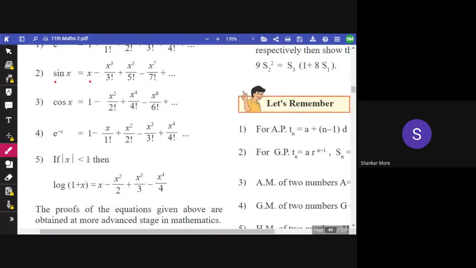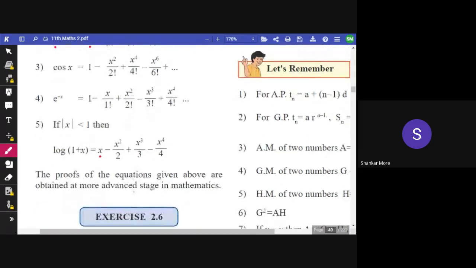Now if mod of x is less than 1, then log of 1 plus x can be represented as x minus x square by 2 plus x cube by 3 minus x raised to 4 by 4, and so on.